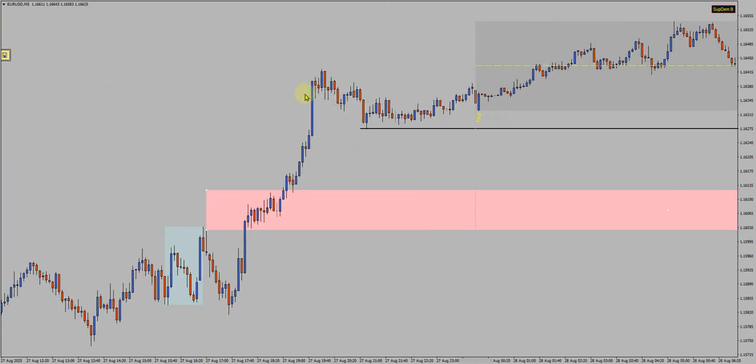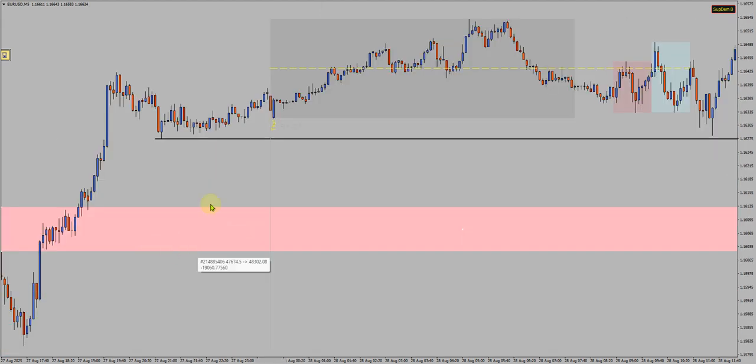okay. All right, so here I do see an area of demand that I can mark off, but I don't see an imbalance here. The imbalance that was over here has already been mitigated. So I want to drop down a little bit more. And we're talking about significant mitigation.